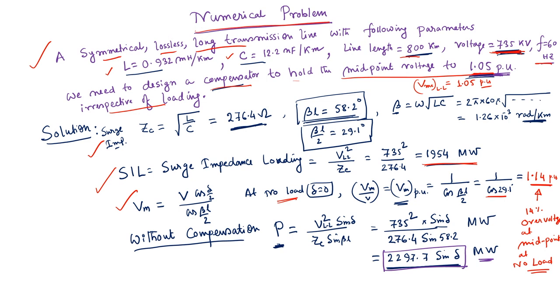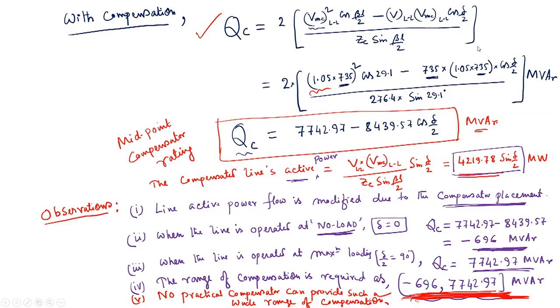So, what is to be done is to mitigate this over voltage, and to make the midpoint voltage constant irrespective of the loading. That midpoint voltage we are keeping constant at 1.05 per unit, that is 1.05 times 735 kV. So, what we did? We designed a compensator, and this is the compensator rating that we developed. If you look at this rating, this compensator rating is of course a function of delta. It means that it will vary according to the value of delta.